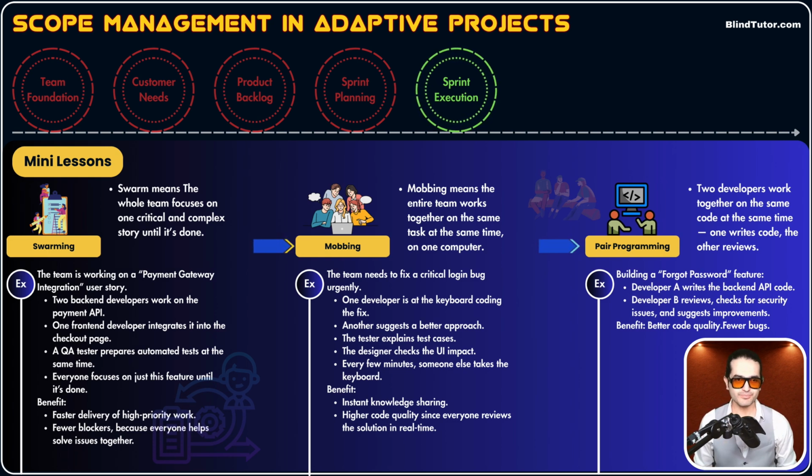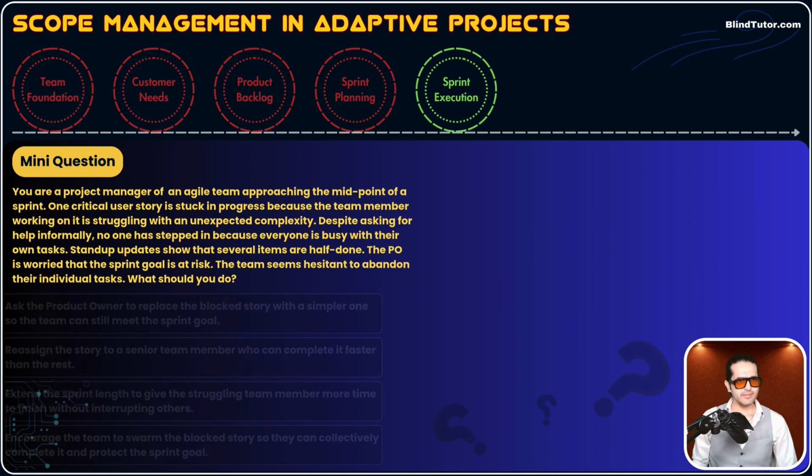Okay, awesome. Now, what type of questions you may get from swarming, mobbing, pair programming? Guys, you will get a question from these three concepts. Whenever there is a complex user story or unclear user stories, we use one of these approaches or techniques to clarify that user story, to make it doable in sprint execution. Let's see what type of question you may get. Let's get it done together. All right, let's get this mini question done.